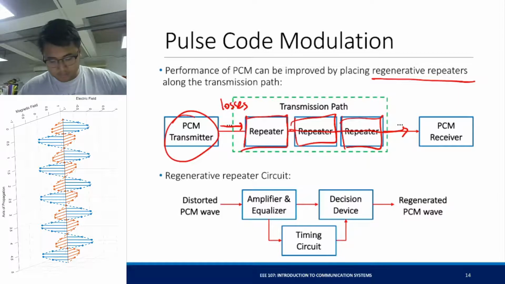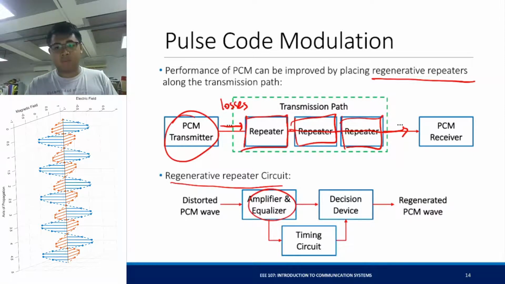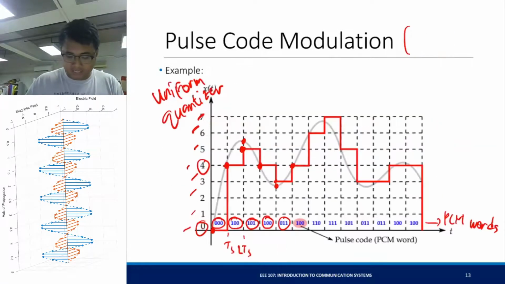Right? So this is an example of your regenerative repeater circuit. There is an amplifier and equalizer so that your distorted PCM wave will boost its signal again, and any channel effects are cancelled out. Then you have a decision device. A decision device will basically do this process again. Your PCM signal could be here instead of here, and then it will say that this signal must be 5 again. Right? Of course, there's a probability that the decision can have an error, right?